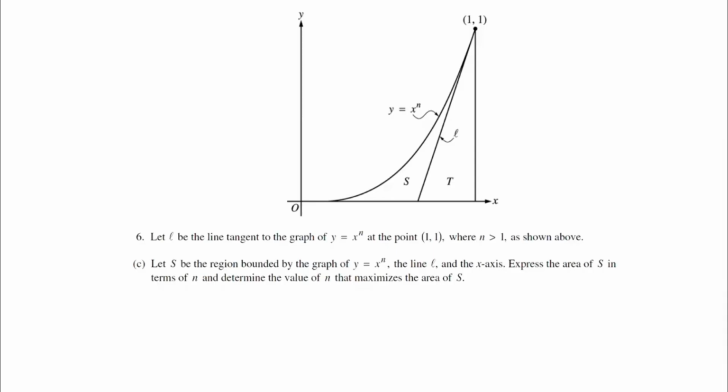And here in part C, it says, now S is the region bounded by the graph of y equals x to the n, the line L, and the x-axis. We want to express the area of S in terms of n, and then determine the value of n that maximizes the area of S. Well, in order to do that, we just need to write out a function that represents the area of S in terms of n. So the area of S in terms of n, we'll write it as A of n, is just the integral of the function from 0 to 1.